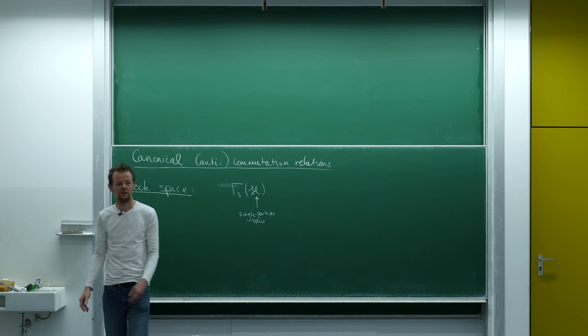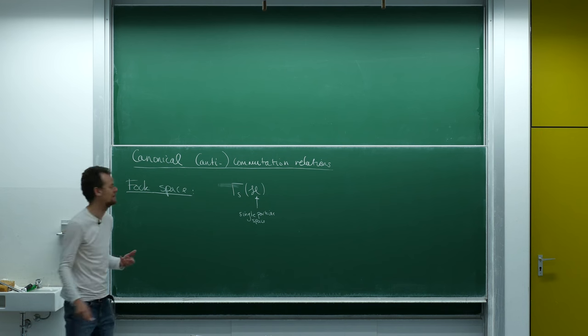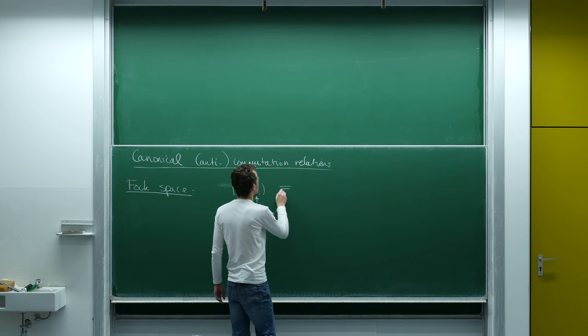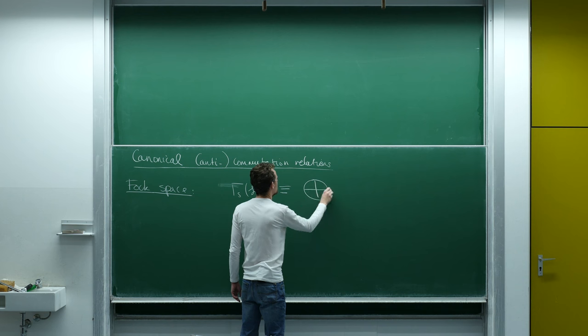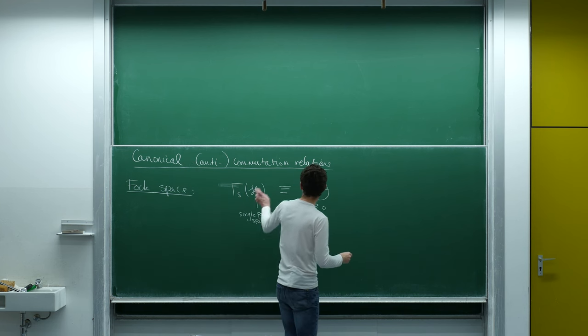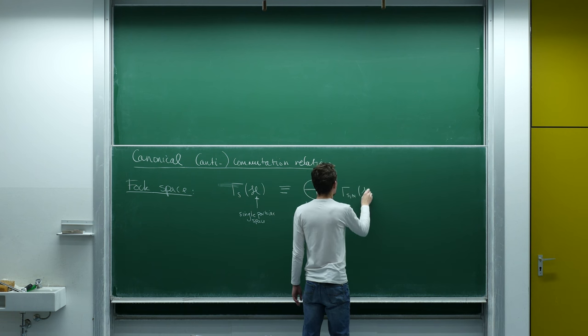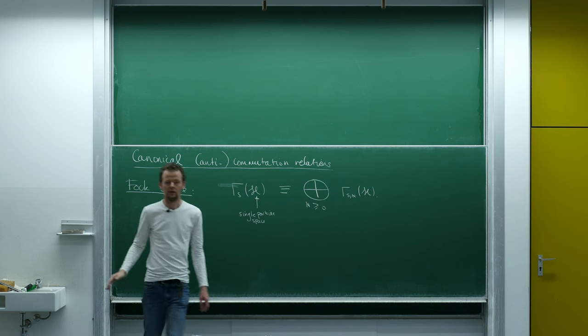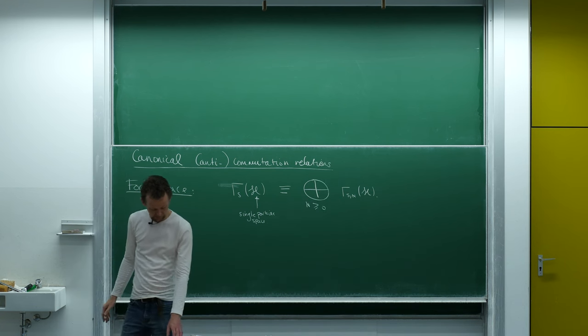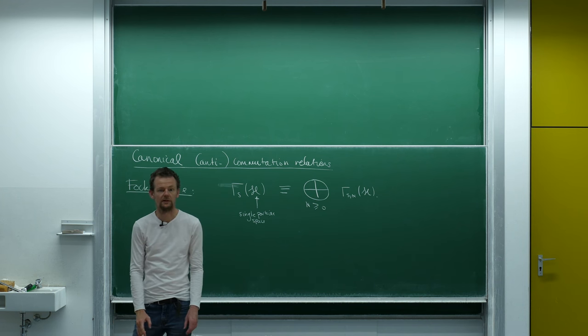And gamma S of H takes as input a single particle configuration space, a single particle Hilbert space H, and produces the configuration space for an arbitrary number of identical particles with this single particle configuration space. This has been the center of our attention for the past couple of lectures.